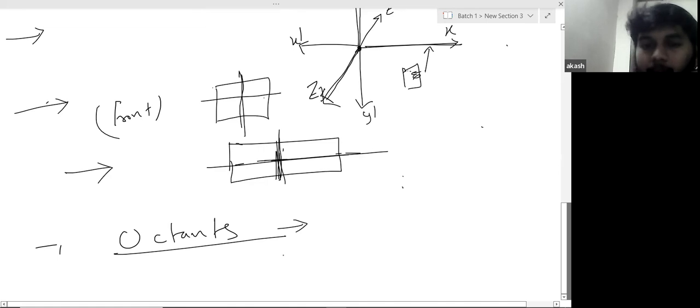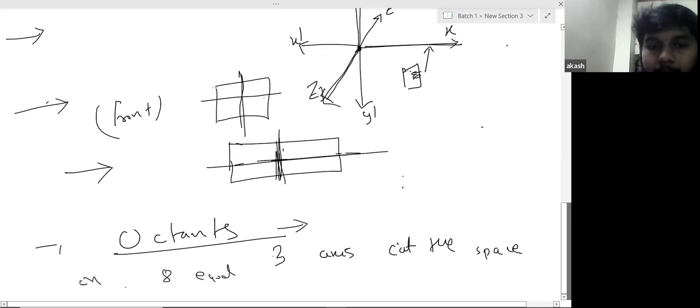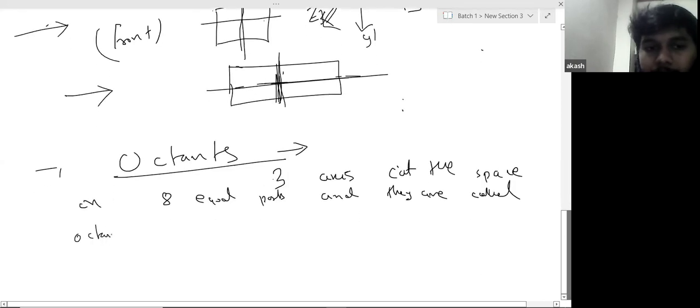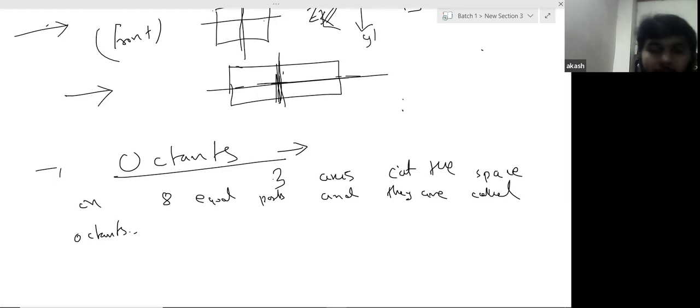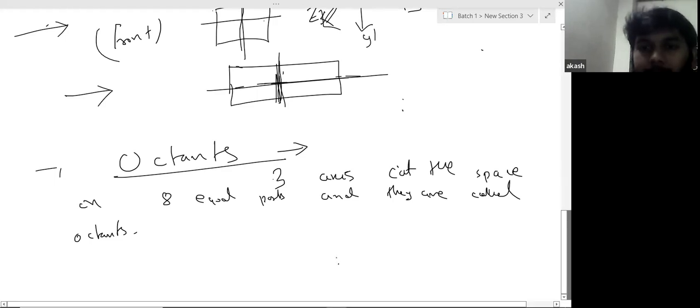So write it down. 3 axes cut the space in 8 equal parts, and they are called octants. In 2D, they were called quadrants because we had 4 equal parts. But here it is octants.